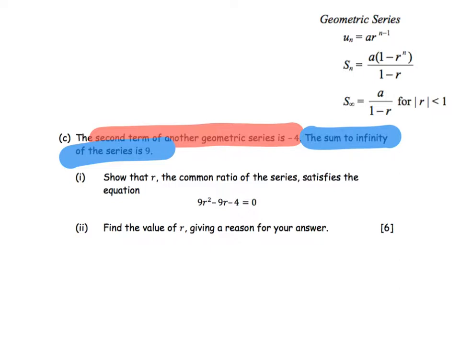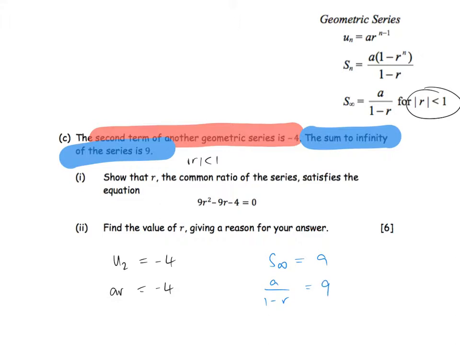Now that sort of tells us one bit here. We know that mod of r must be less than 1, which means it just has to be either bigger than minus 1 or smaller than 1. It says then show that this common ratio has this equation. Okay, so the second term would be u2 is equal to minus 4. u2 is AR. And then we're also told S infinity is equal to 9. So that's A over 1 minus R is equal to 9.